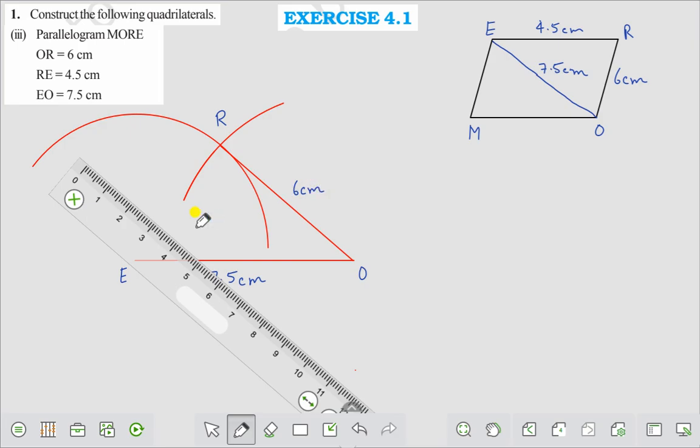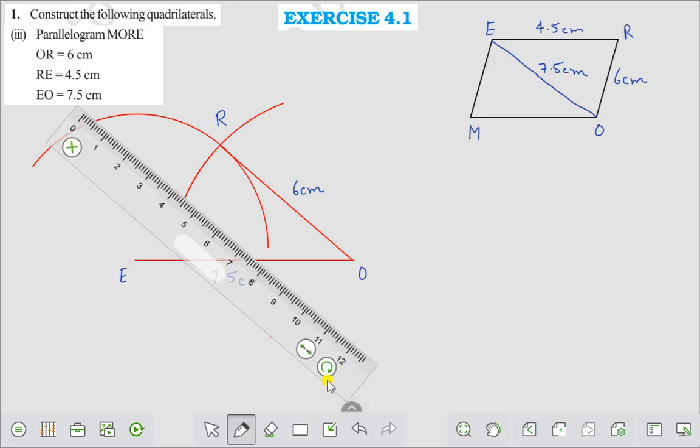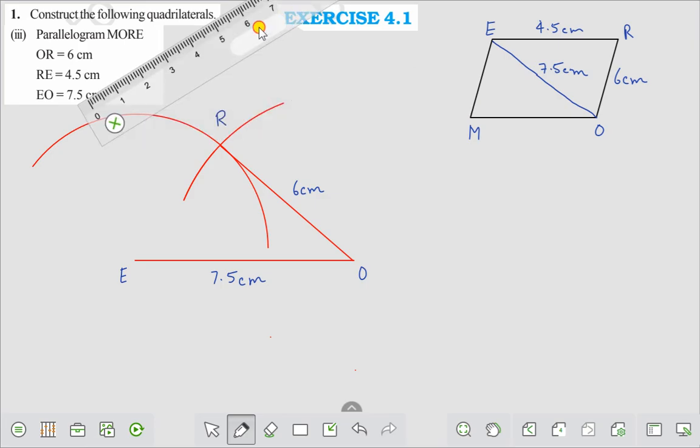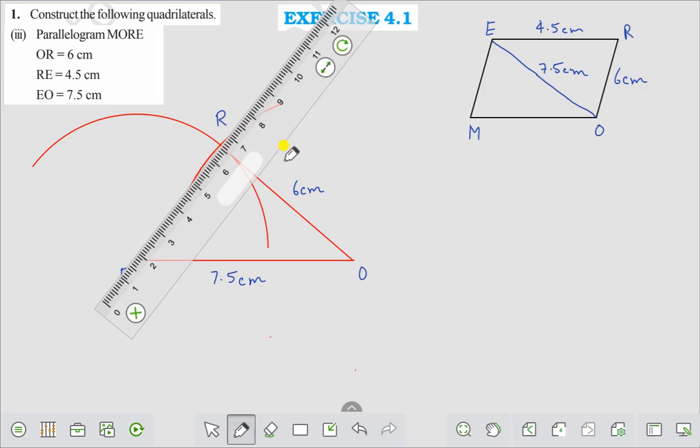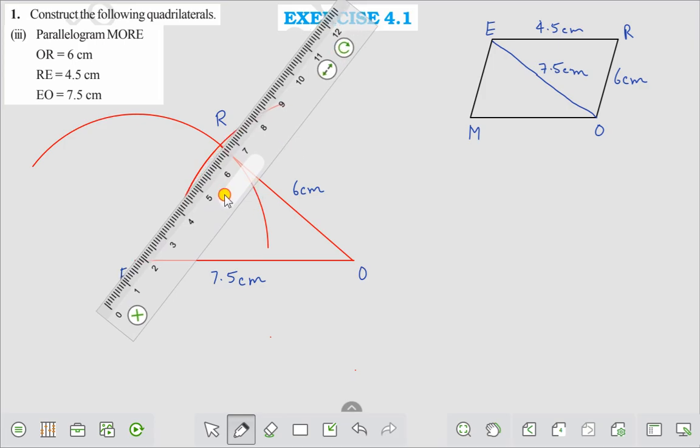And join ER, and that is 4.5 centimeter.